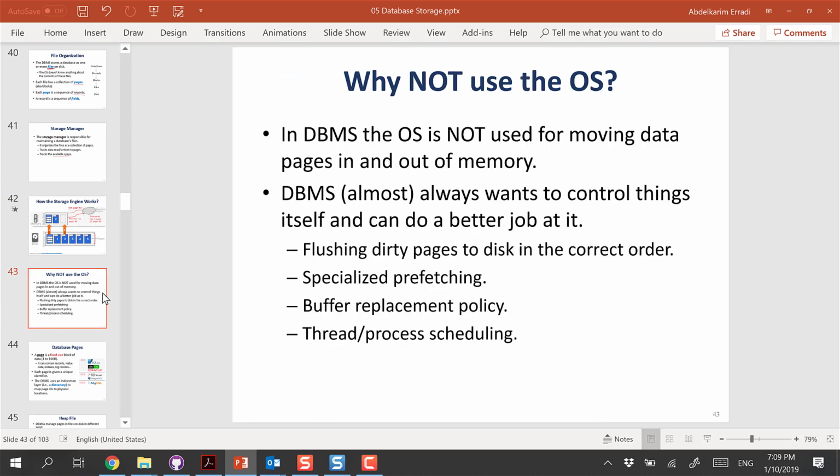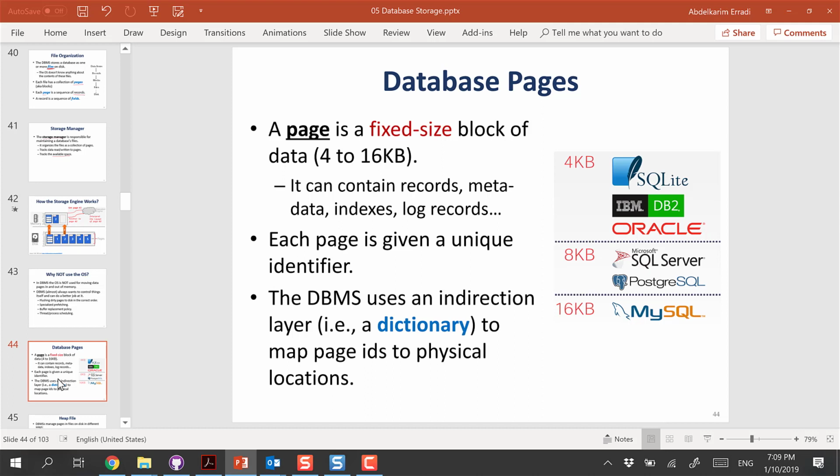So that's the main message: the database takes care of managing the inner workings of the files used for storing the data. Now let's talk a little bit about the pages. The database pages are fixed size, as I explained before. Fixed size between 4 and 16 kilobytes.